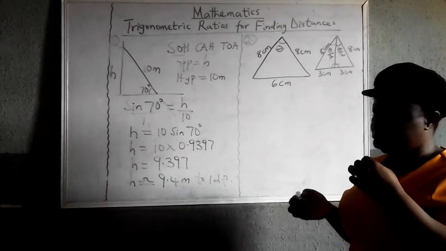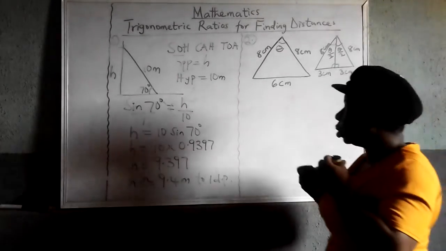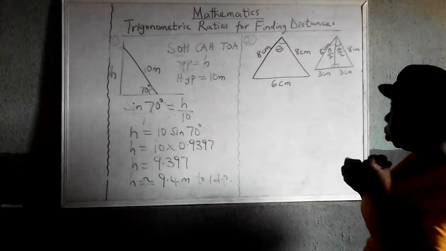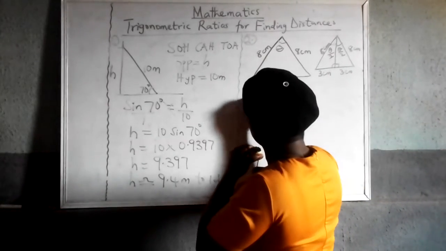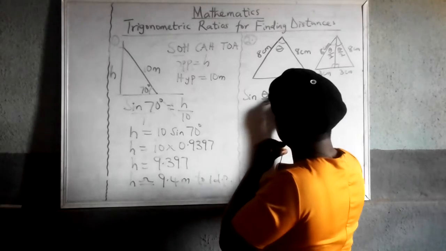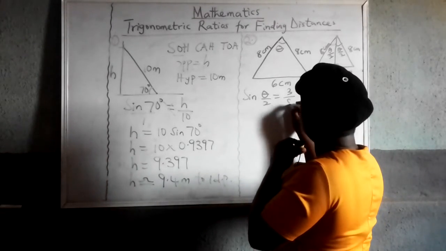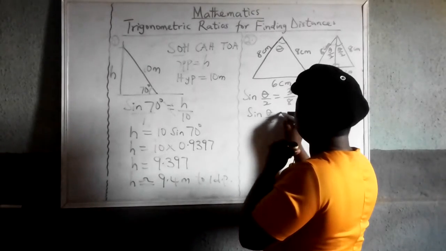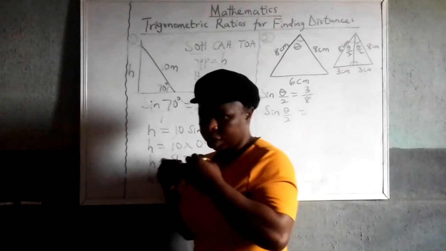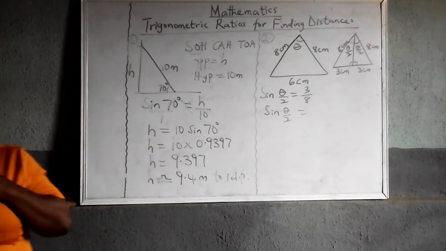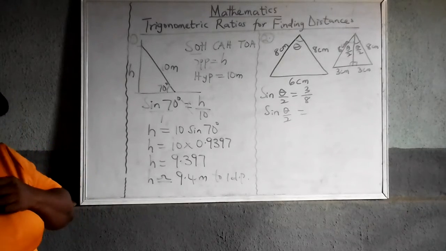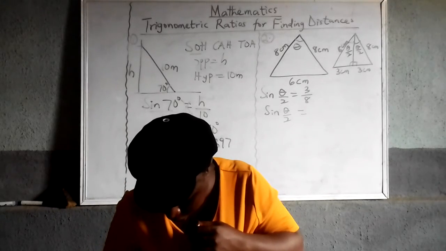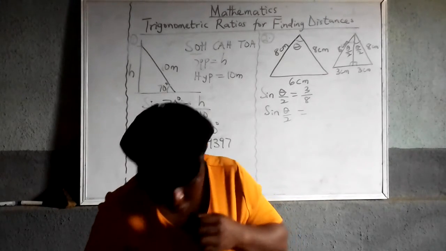This is just coincidental. It doesn't mean every time you must use sine. You can use any of the three, that is, the ones that you are given determine which one you will use. So we have sine theta over 2 is equal to opposite over hypotenuse, that's 3 over 8. What is 3 over 8? We make use of a calculator. We change it to decimal form. 3 divided by 8, and that is 0.375.